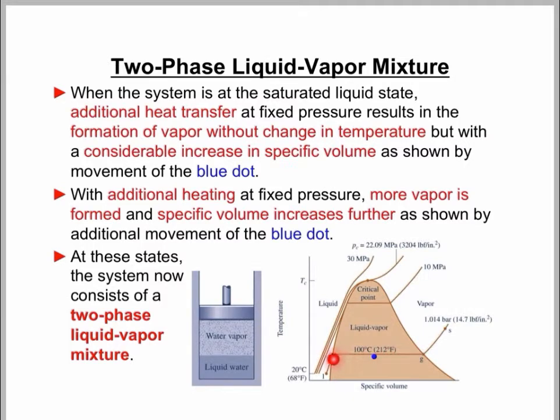The pressure is constant, and that's why temperature and pressure are not independent when you are in the two-phase region, because our specific volume is changing quite a bit between our liquid at atmospheric pressure and 100 degrees C and our vapor at atmospheric pressure and 100 degrees C.